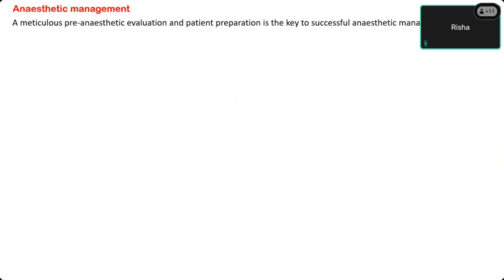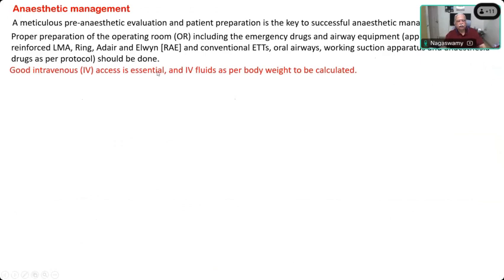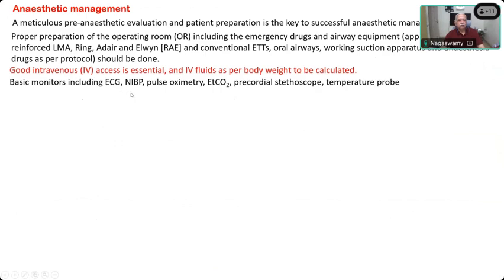What is the anesthetic management? General anesthesia with endotracheal intubation. Very good. So meticulous pre-anesthetic evaluation and patient preparation is key. Proper preparation of the operating room, including emergency drugs, airway equipment, LMA, RAE tube, conventional ET tube, oral airways, a good working suction, and good intravenous access. IV fluid to be calculated by body weight. Basic monitors: ECG, NIBP, pulse oximetry, etc.